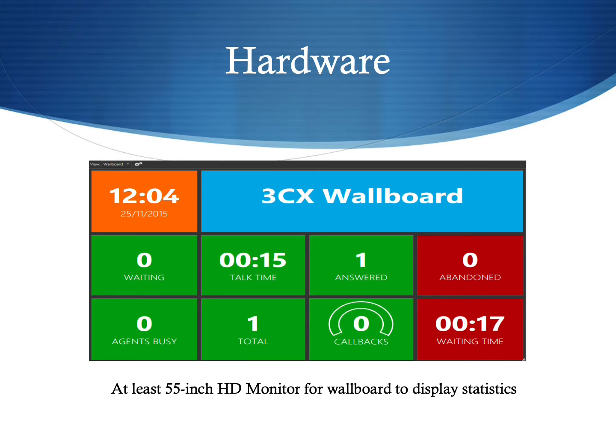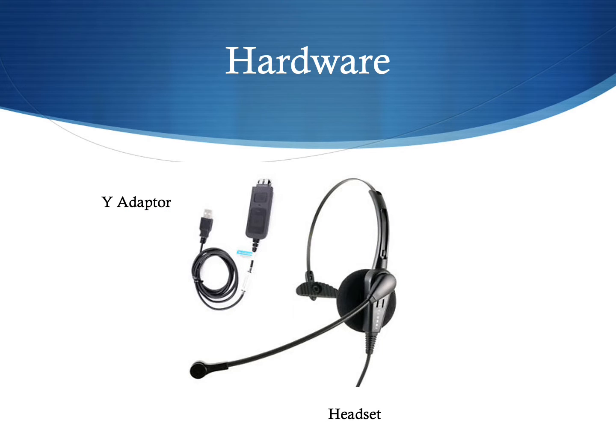Wallboard. You need one big screen TV, preferably 55-inch, that acts as a wallboard to display your call center statistics. Headsets and Y adapter. You need one set of each to connect to your telephone to answer phone calls.